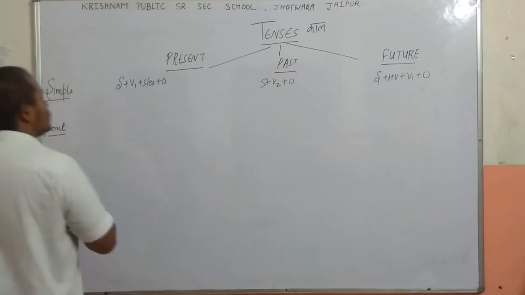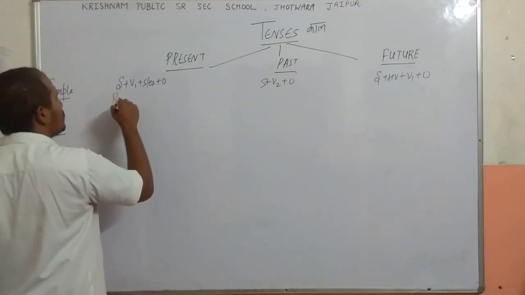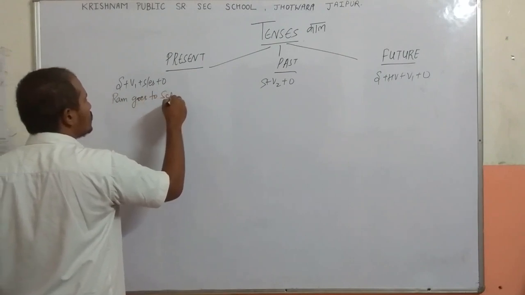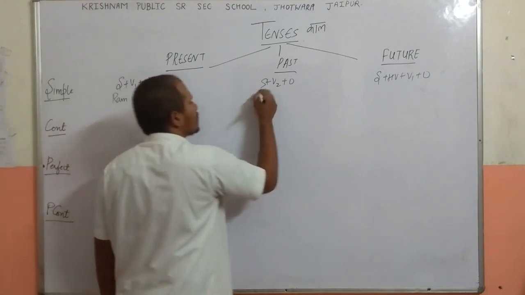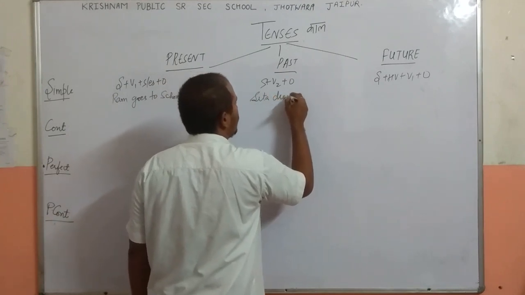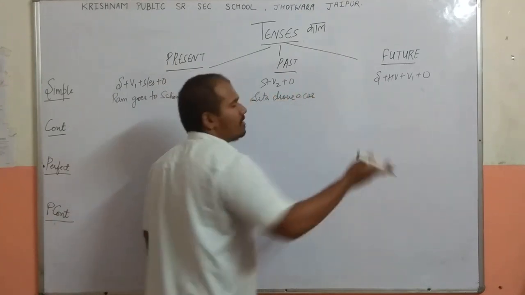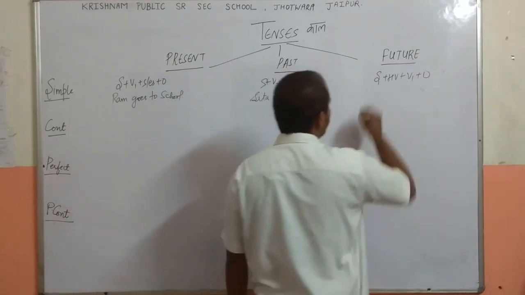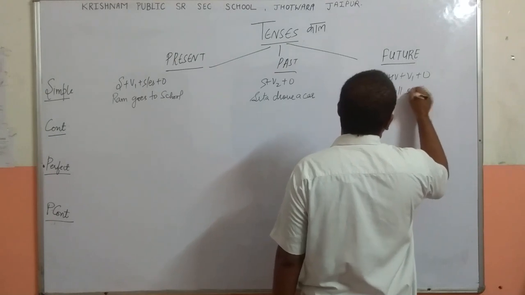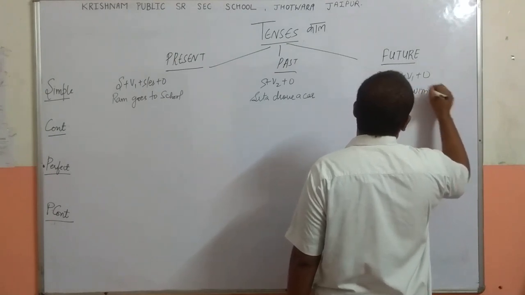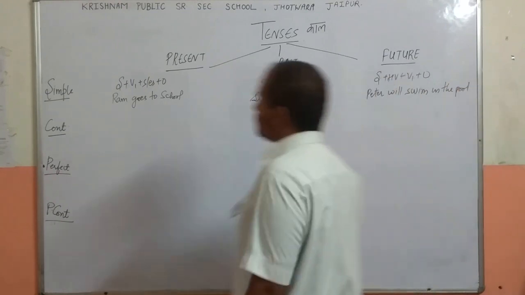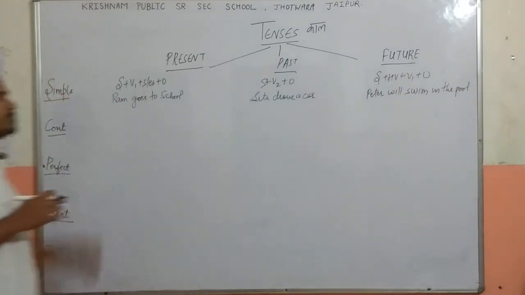I'll write an example also for you. Ram goes to school. Sita drove a car. Might be I would have changed the examples, hardly matters. Peter will swim in the pool. Got it? I'll give you examples also.